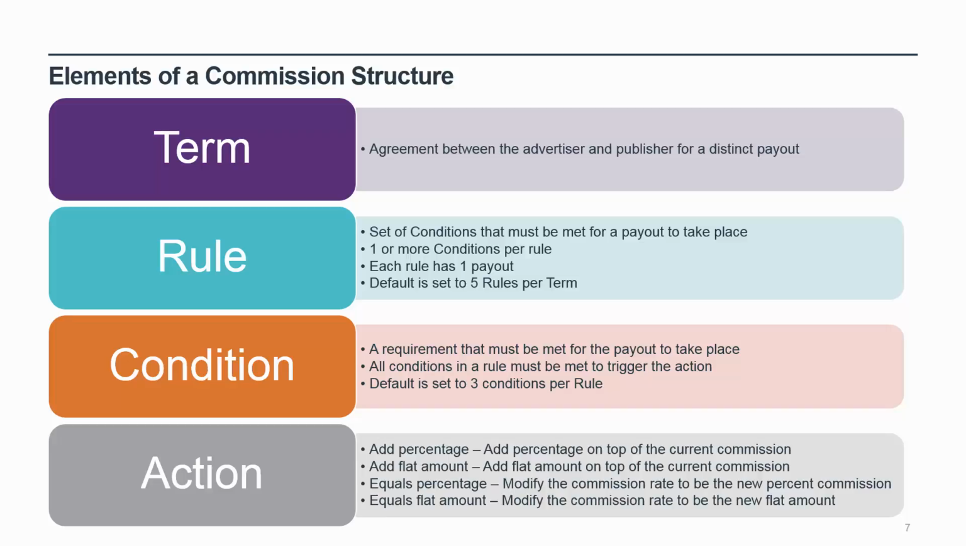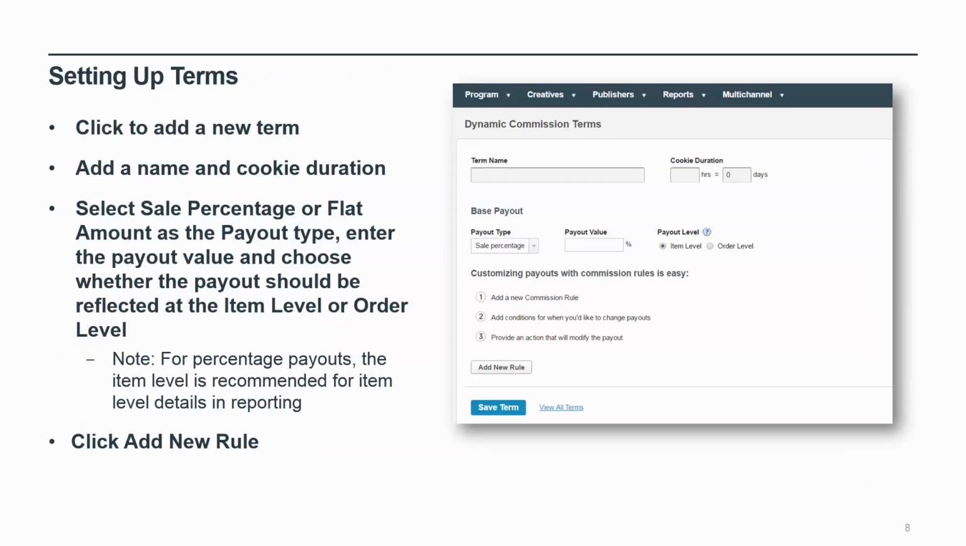To put all of these items into an example, an advertiser agrees to pay out 10% commission. This would be considered a term. A rule can be set up where, if the customer is new to file, the publisher will receive 12% commission. The condition in this case would be that the customer is new, and the action would be to increase the commission by 2%.